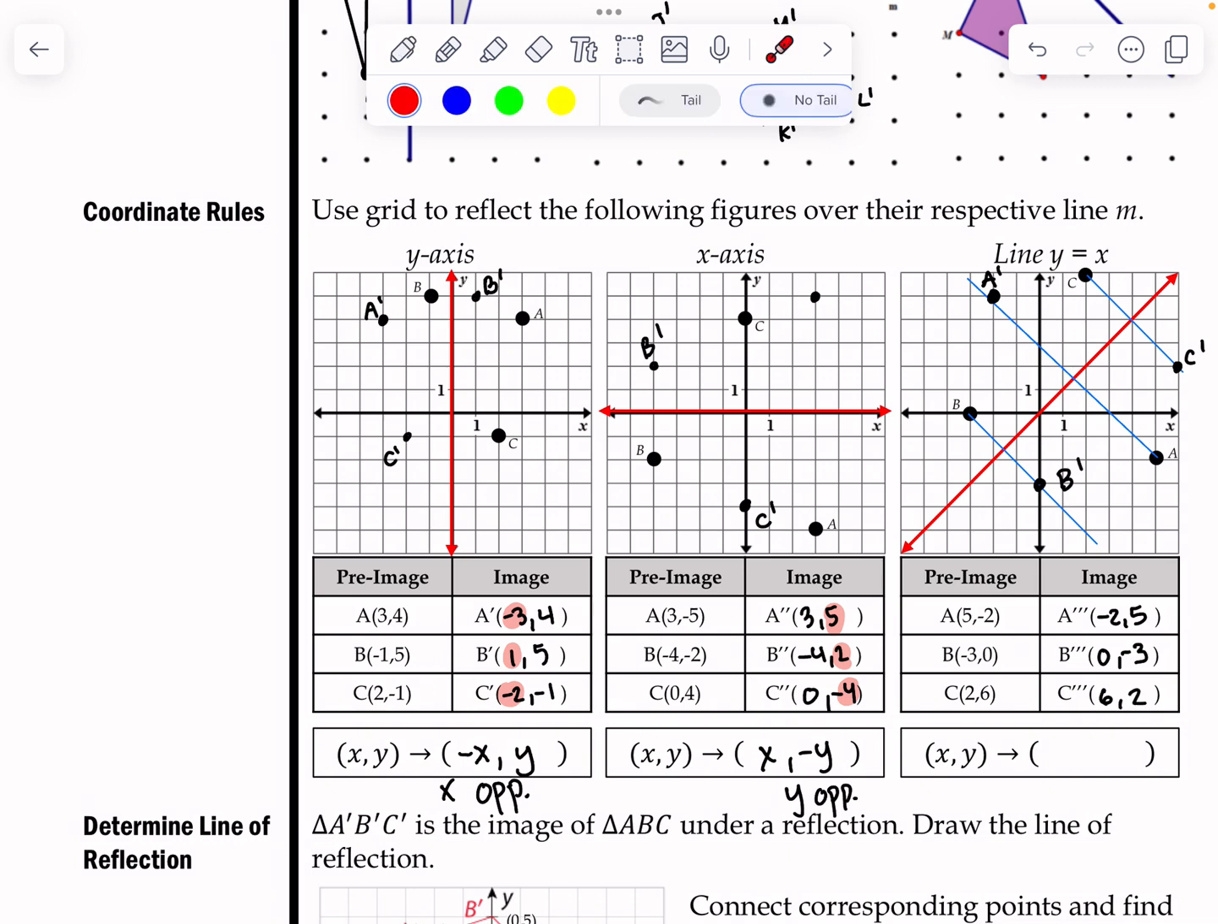So again, 2 questions. What do we see is the same and what is different from each line? So 5, -2 is -2, 5. -3, 0, 0, -3. 2, 6, 6, 2. And I think we can see from there when we have our x and y, what we're doing is we are switching. So instead of x comma y, it's y comma x. Whatever our first thing is now our second thing, and vice versa. So this is just a switch.